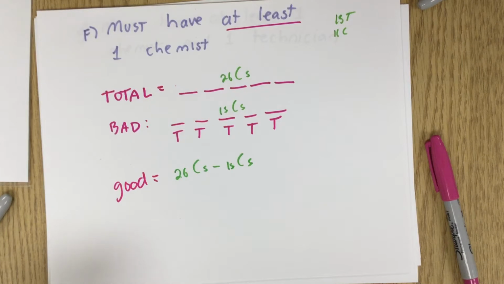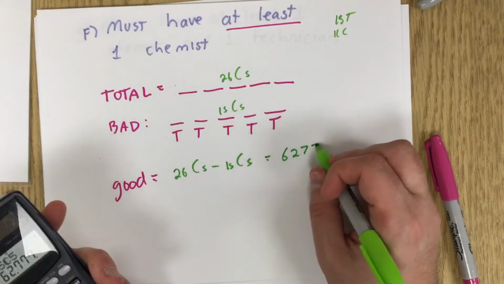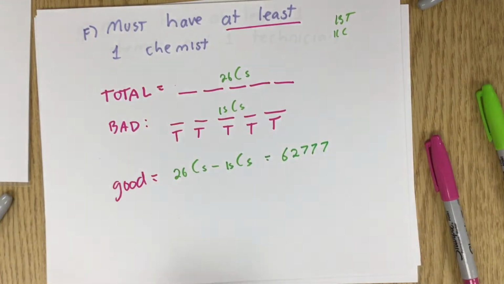26 choose 5 minus 15 choose 5 is 62,777.